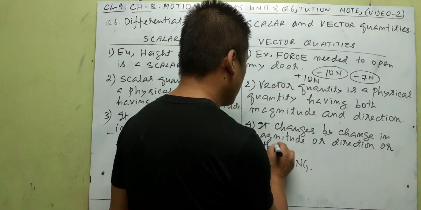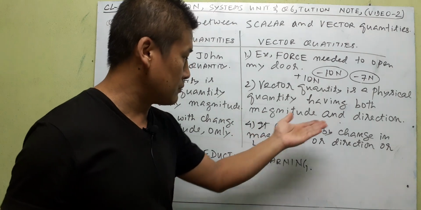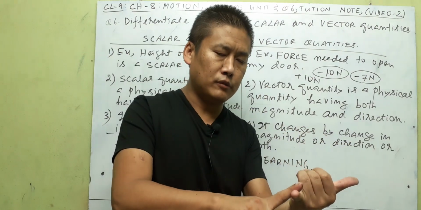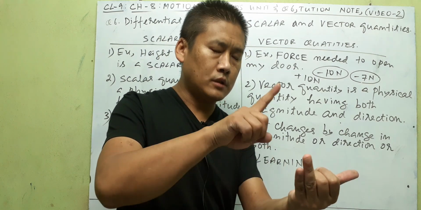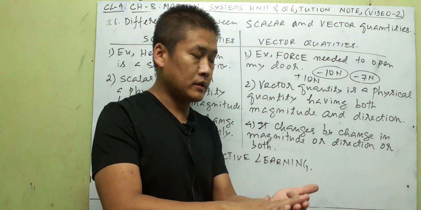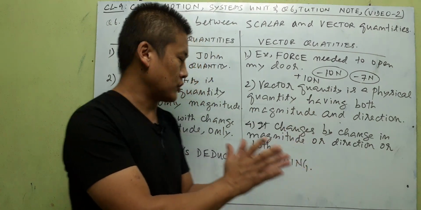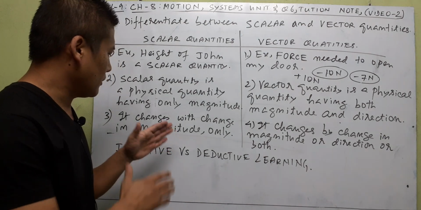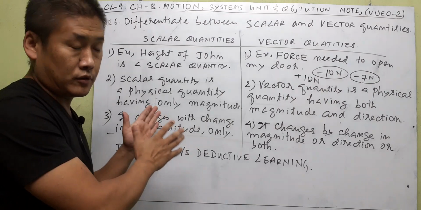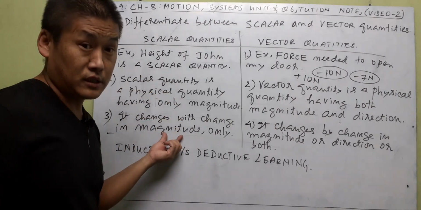So there are three ways by which you can change a vector quantity. First, you change the magnitude and the vector quantity will change. Second, you change only the direction and the vector quantity will change. And third, you change both, then also the vector quantity can change. But for a scalar quantity, there is only one way by which you can change it, that is by changing the magnitude.